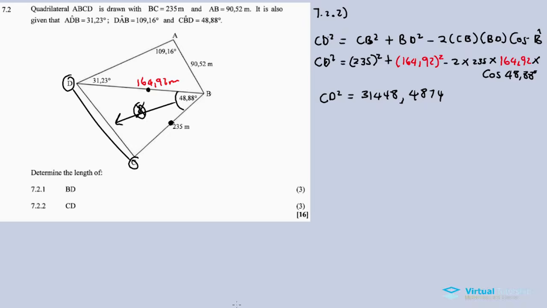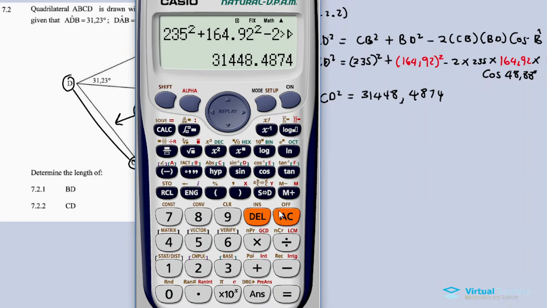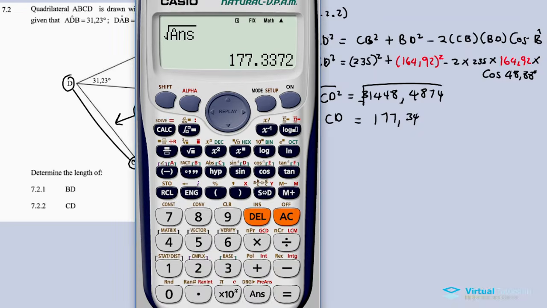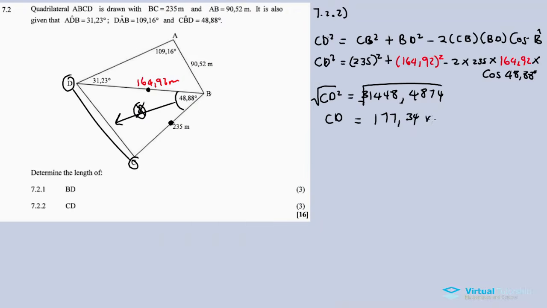Yes. And then since I want CD, not CD squared, the answer will be CD equal to the square root of both sides, right? So therefore CD is equal to 177.34 meters in 2 decimal places. Yes, 177.34 meters. Voila. So that is the answer for 7.2.2, the last question for question 7.